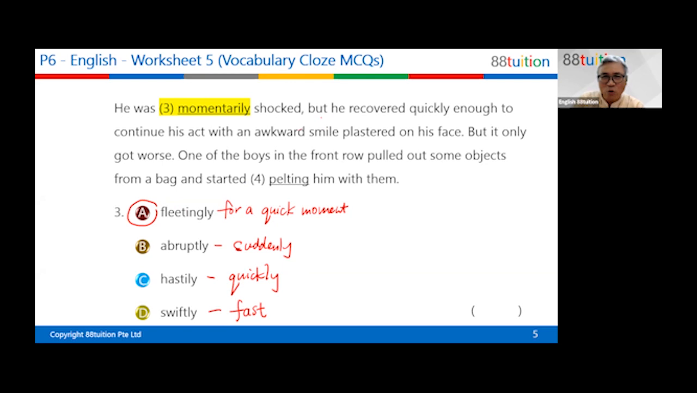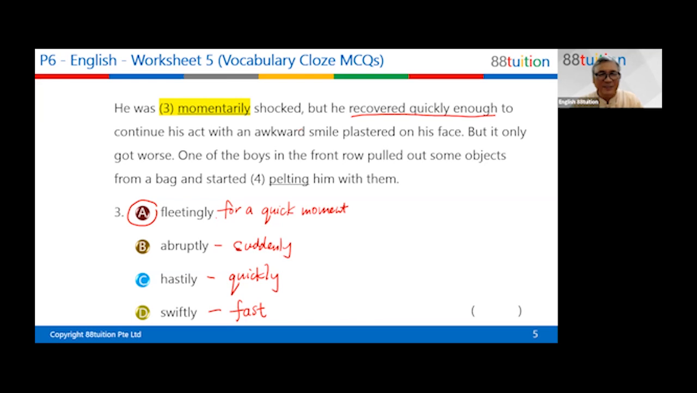Why? Where's the clue? Can anyone tell me where the clue is? Raise your hand. I can speak into your mic. Where is the clue to tell you that it's just for a short period of time? Anyone? How about you, Keith? Where's the clue that tells us that actually is momentarily? He recovered quickly enough to continue his act. Yes, he recovered quickly enough. So in other words, it was only for a short while that he was shocked. He recovered from his shock.